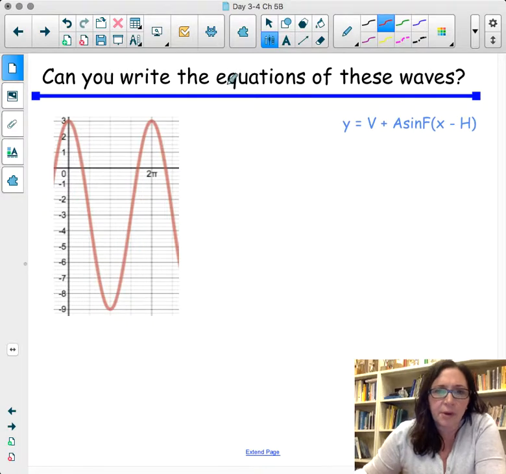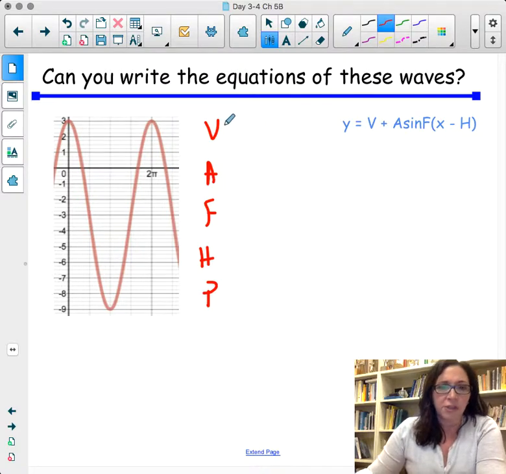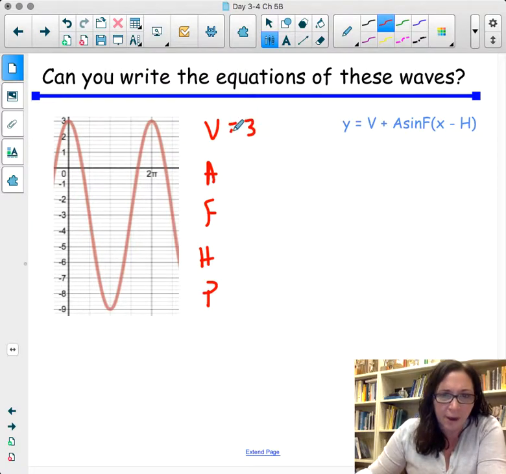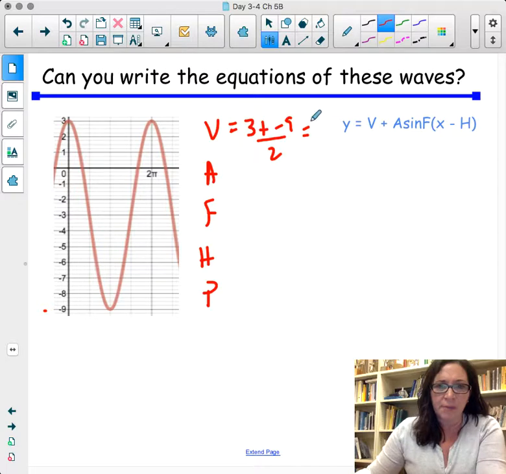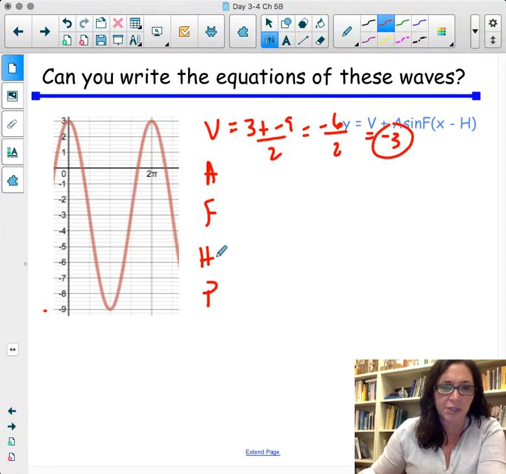All right, so here we go again. V, A, F, H, P. So vertical shift, my high point is 3, find the average, plus my low point looks like it's -9. So -9 divided by 2. So what is that? 3 minus 9 is -6. -6 divided by 2 is -3. So that's my vertical shift.